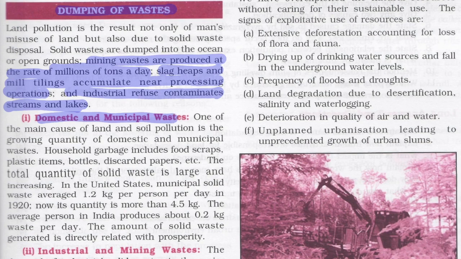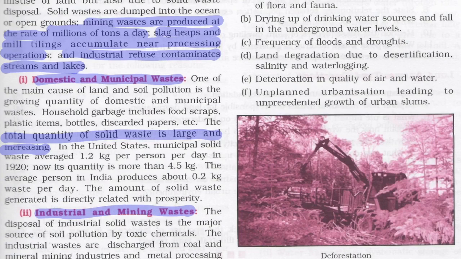Domestic and municipal wastes. One of the main causes of land and soil pollution is a growing quantity of domestic and municipal wastes. Household garbage like food scraps, plastic items, bottles, discarded papers, etc. The total quantity of solid waste is large and increasing, and therefore the domestic and municipal waste is also increasing. Industrial and mining waste.